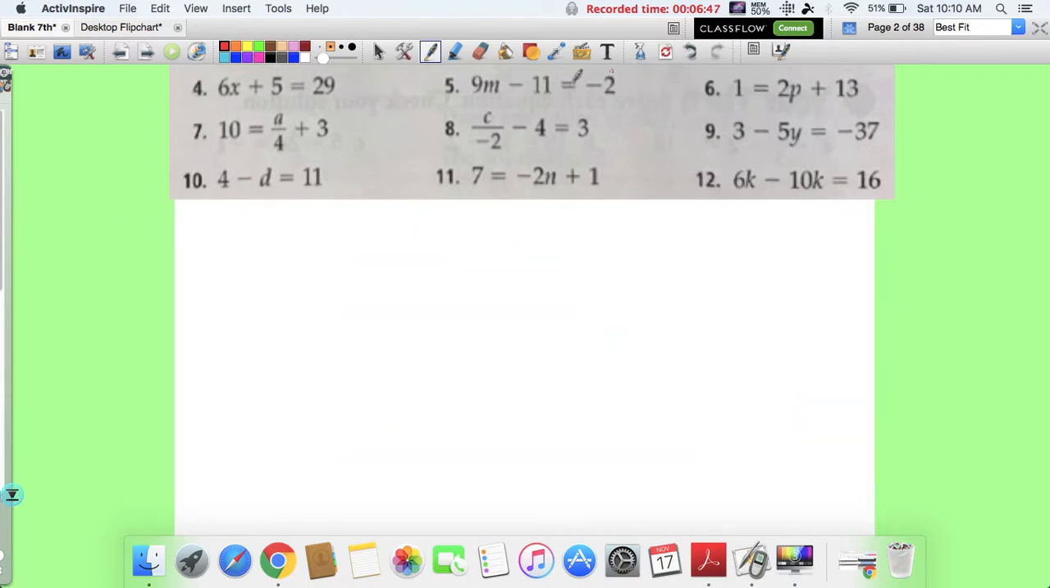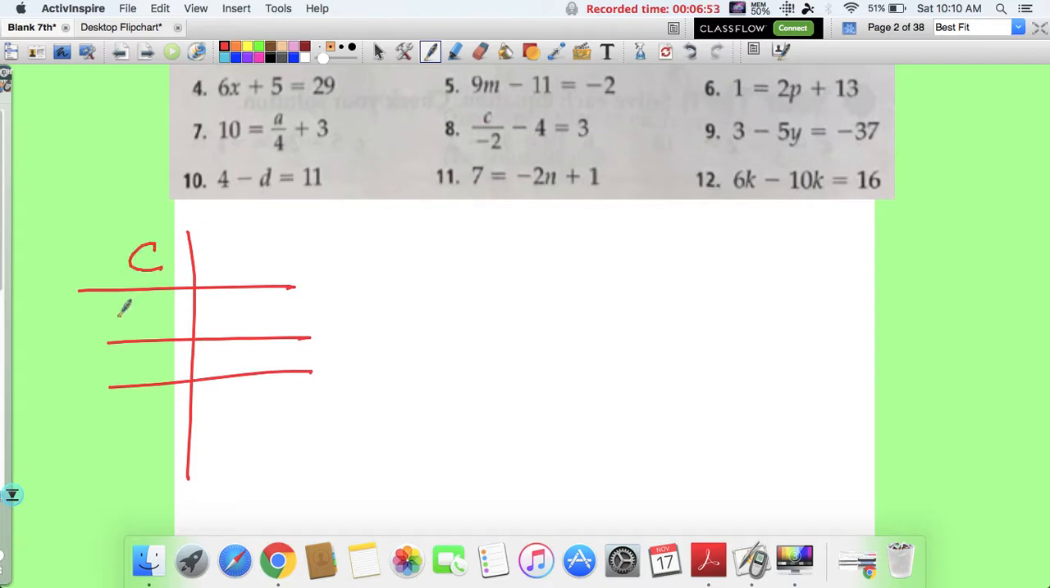8. Did I say I was going to do a few or all? 8 is variable c divided by negative 2 minus 4 gives me 3. It's going to be plus 4 and then times negative 2. 3 plus 4 is 7, and 7 times negative 2 is negative 14.